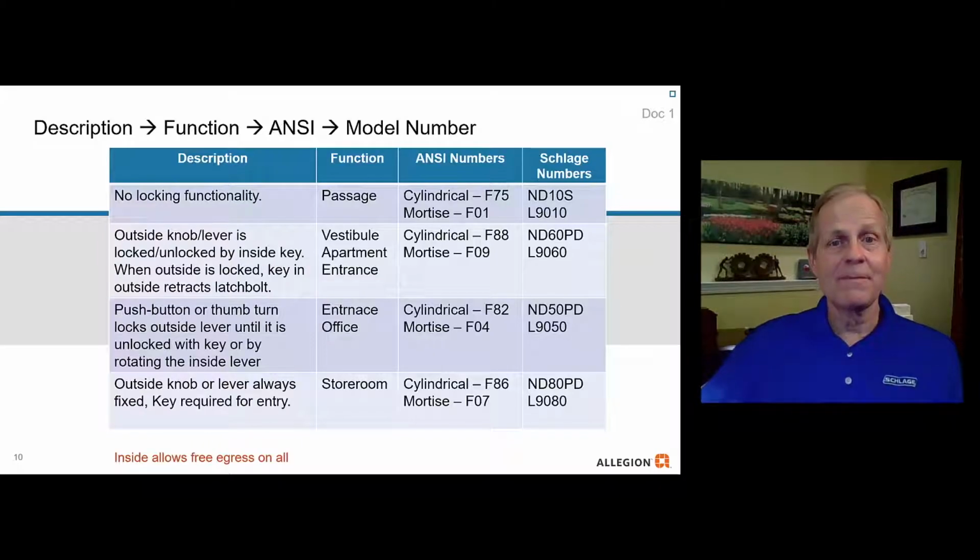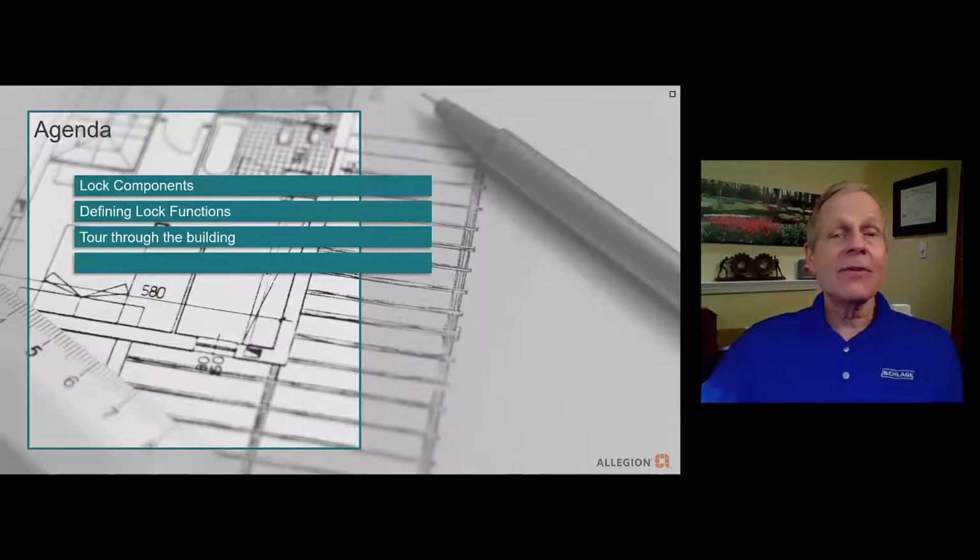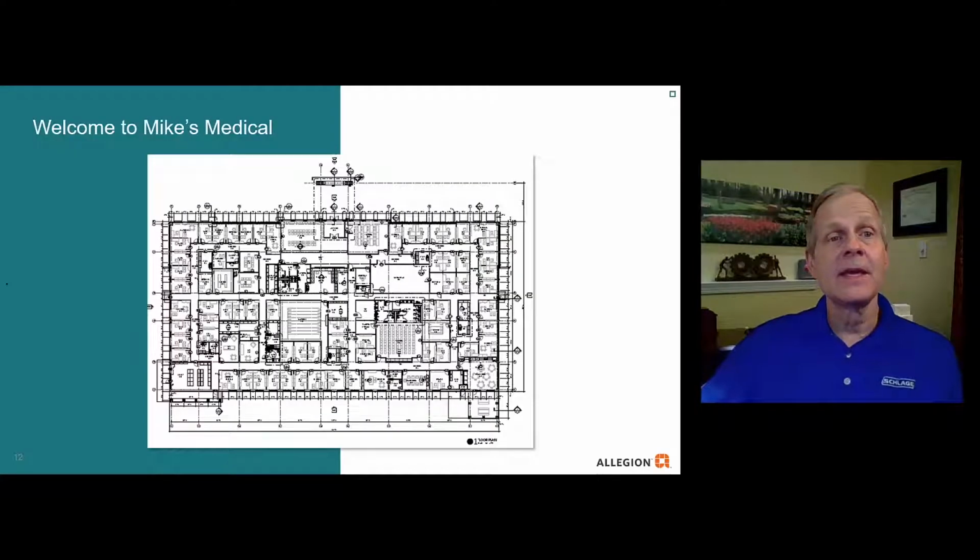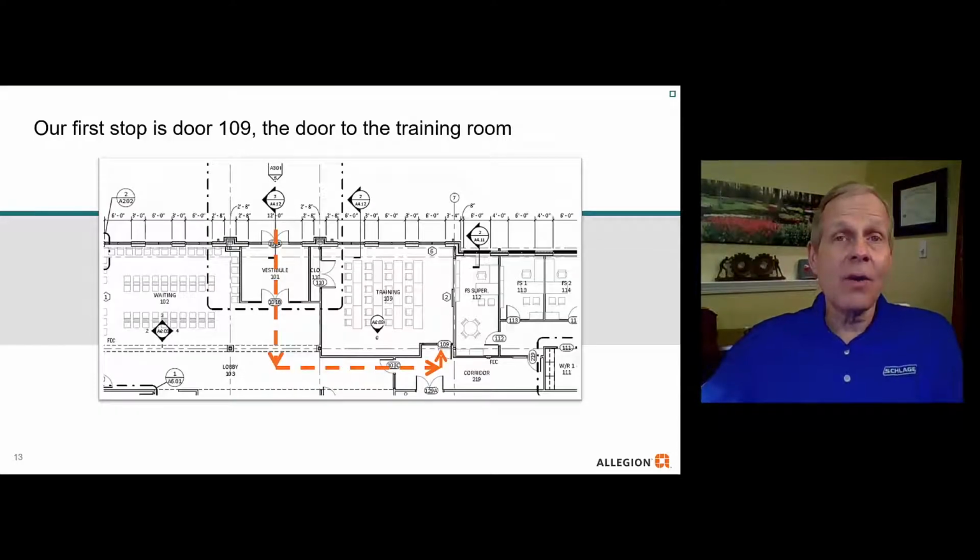That's storeroom. Okay, so now we're going to take a little tour through the building. We're going to see what particular functions are going to be appropriate for different openings or different rooms within the building. So here we have Mike's medical facility. Now this would be a case of some individuals, some offices, some training rooms. So we're going to walk through the building. We're going to stop at a variety of different doors and decide which lock function might be most appropriate. So we're going to start our walk down the hall.